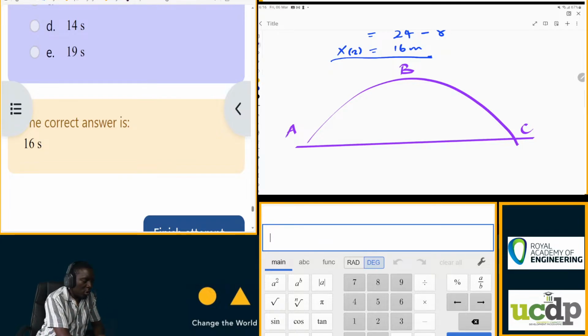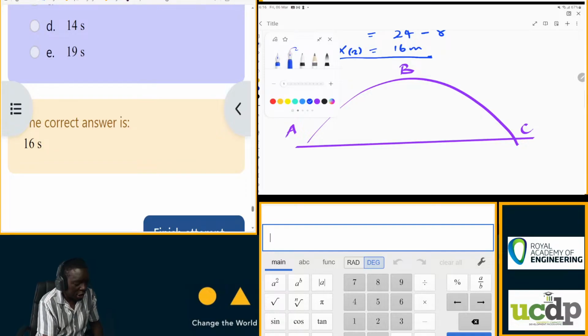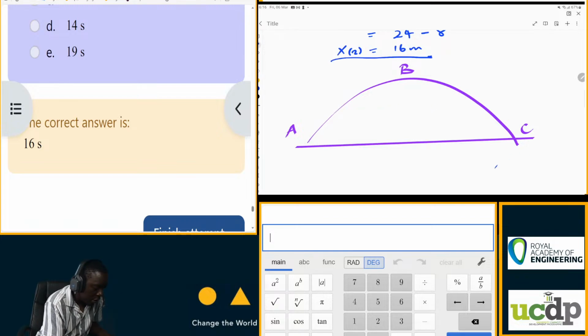Okay, so you want to understand why it's like that, why the one changes and the other one doesn't change. Yes, sir. Okay, good question.